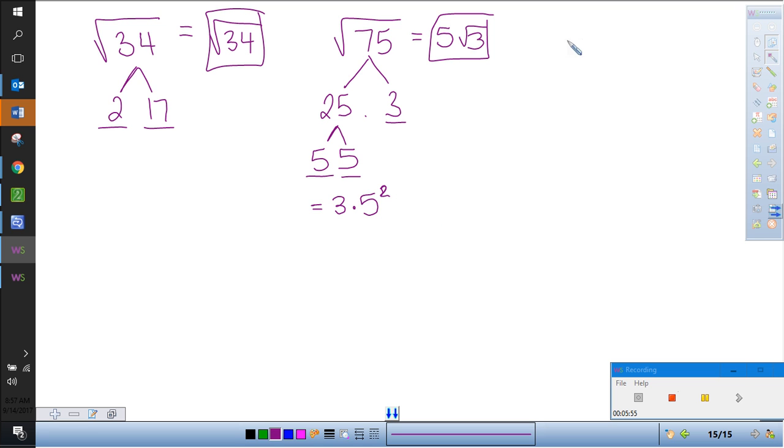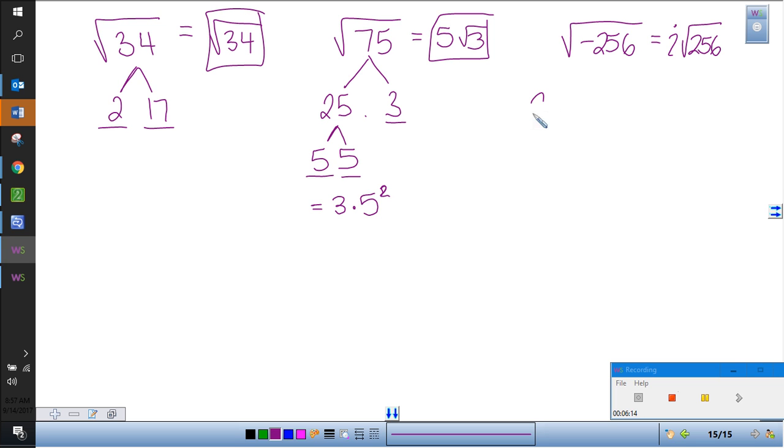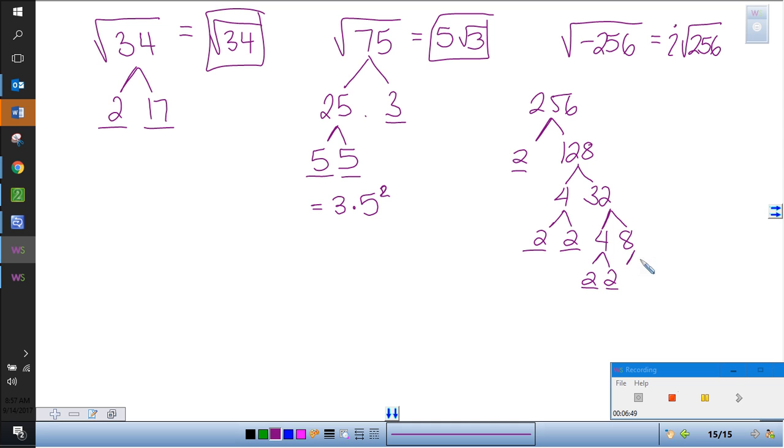Okay, let's do another one. Let's do the square root of negative 256. Since it's the square root of a negative, the first thing I'm going to do is bring out i. So I get i square root of 256. And I'm going to figure out what multiplies to be 256. So 256, let's see, that's even, so 2 goes in there. 2 goes in there 128 times. Okay, 128. 4 goes in there. I know 4 goes into those. So 4 goes into 12 3 times. 4 goes into 8 2 times. That 2 is prime, so it was done. 4 becomes 2 times 2. Those are prime. They're done. 32 is 4 times 8. 4 is 2 times 2. 8 is 2 times 4. 4 is 2 times 2.